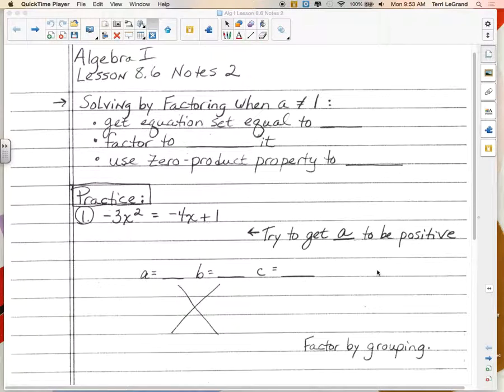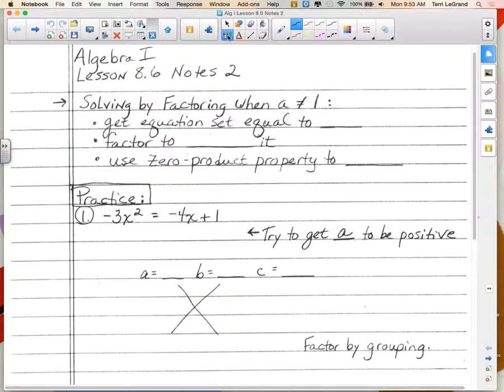L.8.6. We still have the same learning goal. I can solve a quadratic equation by factoring. The difference today is that a is not going to equal 1. Okay? So when a does not equal 1, we're still going to do the same steps.